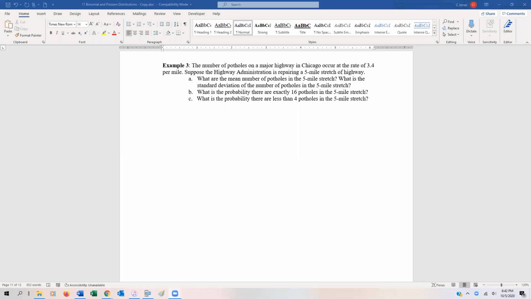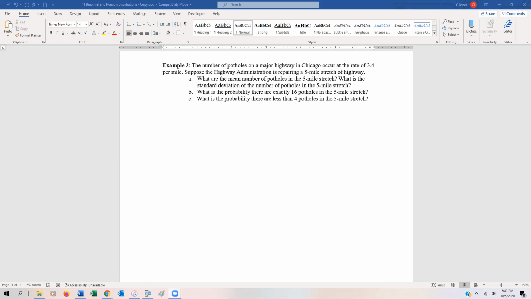One final example of being able to work with the Poisson distribution. And again, this one's not too difficult, just a little bit of an extension. The number of potholes on a major highway in Chicago occur at a rate of 3.4 per mile. Suppose the highway administration is repairing a 5-mile stretch of highway. What are the mean and standard deviation of the potholes in that 5-mile stretch?